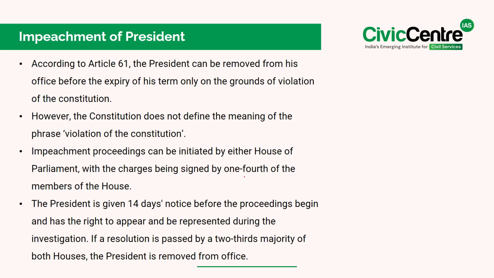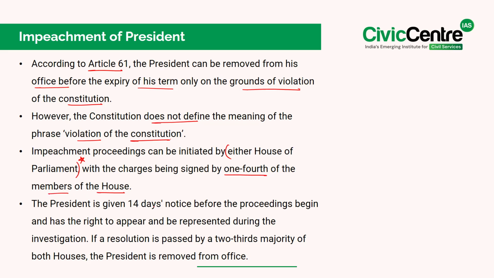So, talking about his impeachment, according to Article 61, the President can be removed from his office before the expiry of his term only on the grounds of violation of the Constitution. However, the Constitution does not define the meaning of the phrase violation of the Constitution. So, the impeachment proceedings can be initiated by either of the Houses of the Parliament, with the charges being signed by 1/4 of the members of the House.